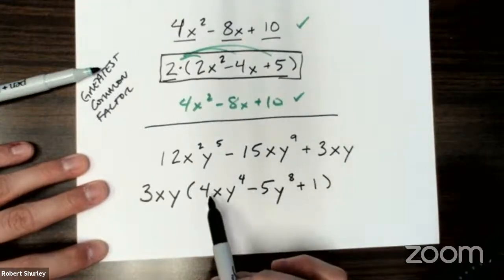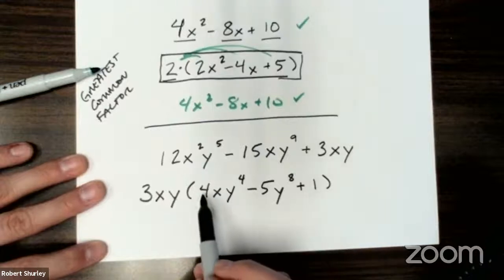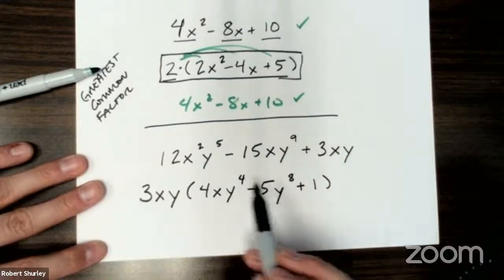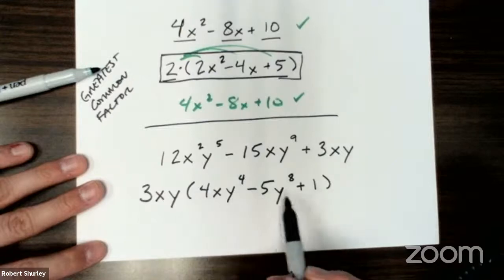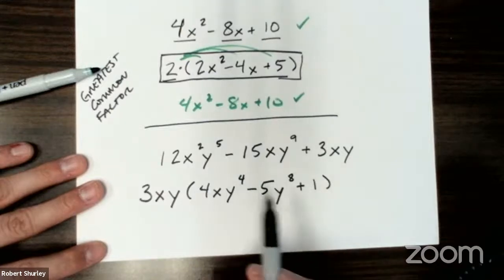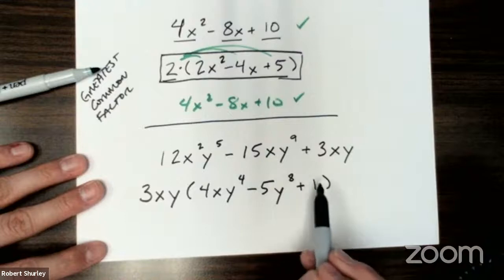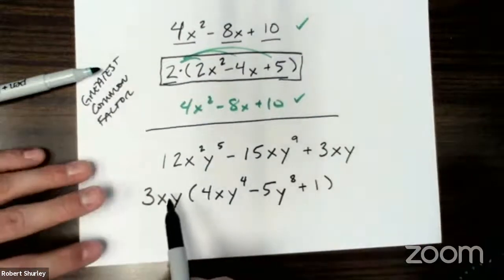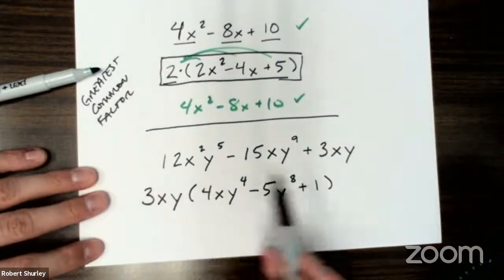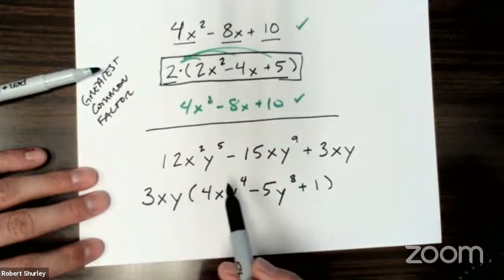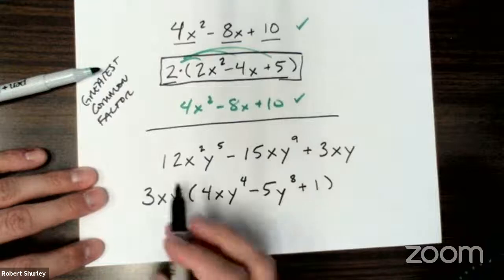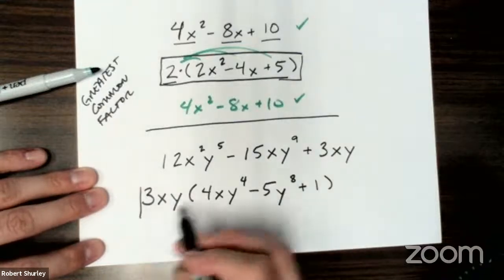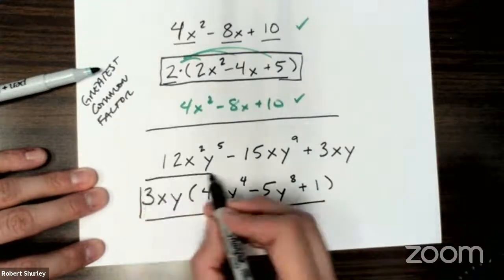And notice, if we look inside this set of parentheses, nothing factors out. 4xy to the fourth minus 5y to the eighth plus 1. There's not a common factor here because of the 1, right? We almost have a y, but that last term does not have a y, so we can't factor it out. And we kind of check these along the way, but if you want to distribute it back through, you'll see that you wind up with the original polynomial. Great.